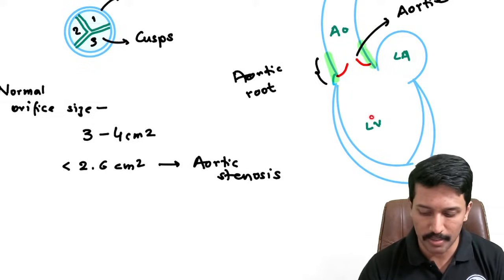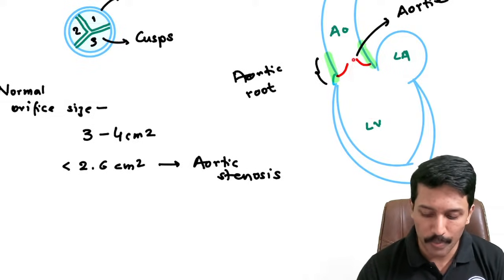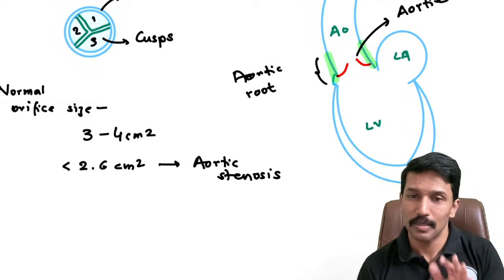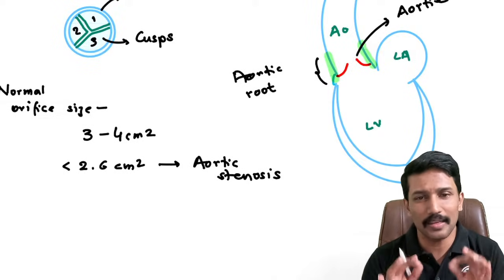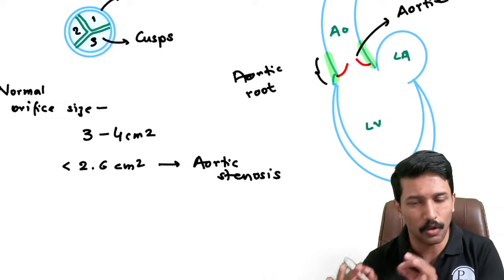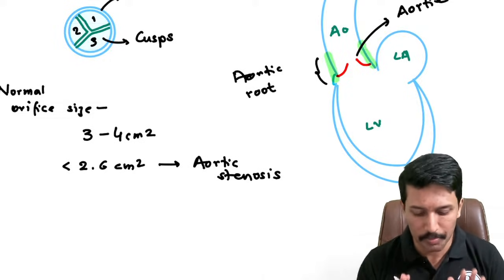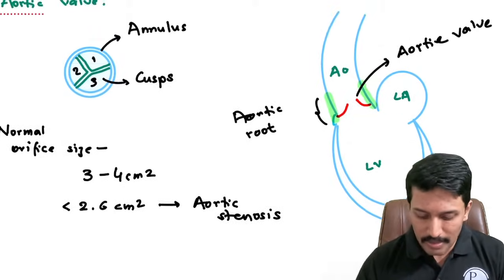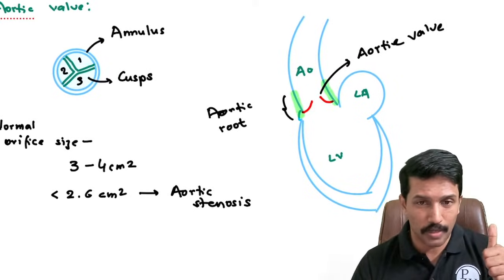Of course, the blood is moving during the systole. So if the opening is narrow, it is going to disturb the systole. In simple words, we can think of aortic stenosis as a problem of systole. Okay, this much is clear. So with this basic introduction, we are talking about aortic valve stenosis.